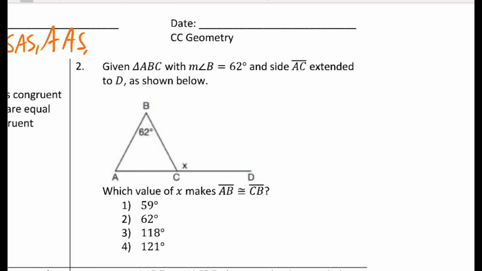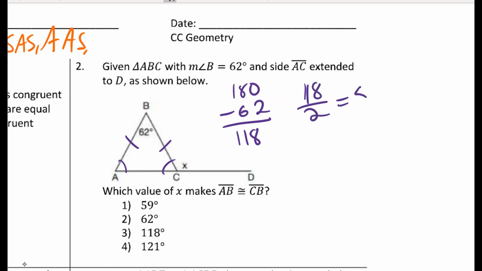For number 2, given this triangle right here and side AC extended, which value of x makes AB congruent to CB? Well, if this was an isosceles triangle, I know those two base angles would be congruent. So if I take 180 and subtract 62 from it, I get 118. Then if I divide that by 2 to find my two congruent base angles, I find that they're both 59 degrees.